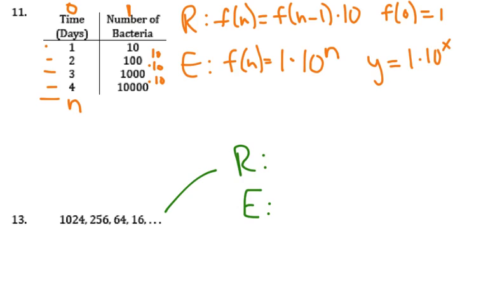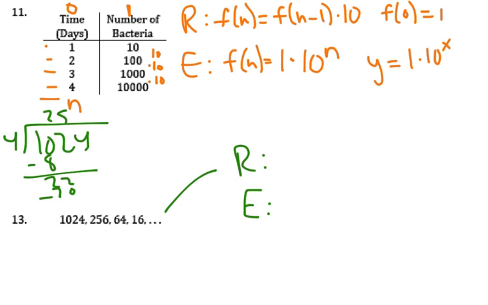I believe it's 4 that we divide by. 1024 divided by 4, let's see. We're going 2, 8, 22, 5, 26, yep, 256. So from here to here, we're dividing by 4, or we should think multiplying by 1/4. 256 to 64 is the same, to 16 is the same.